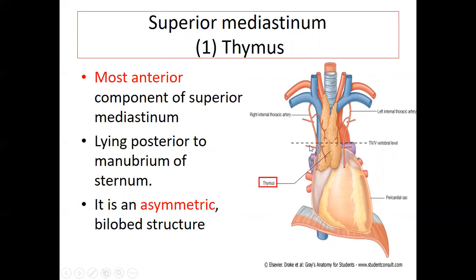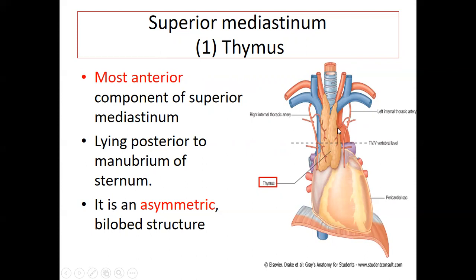The first structure is the thymus. You can see here, this is the thymus. This is the transverse plane that we draw, that divides the superior mediastinum and inferior mediastinum. Part of the thymus is located in the superior mediastinum. Most of the anterior component of the superior mediastinum is the thymus, so the thymus lies posterior to the body of the sternum, just behind it.